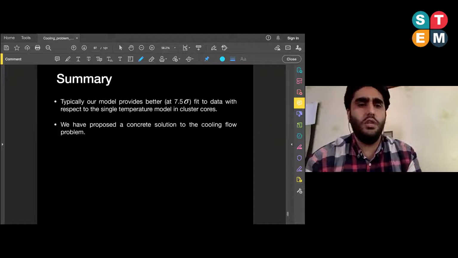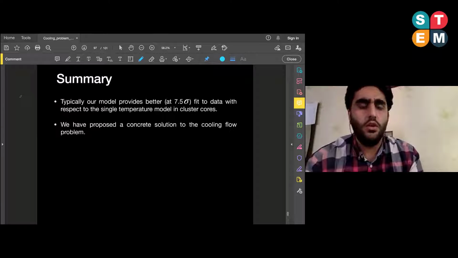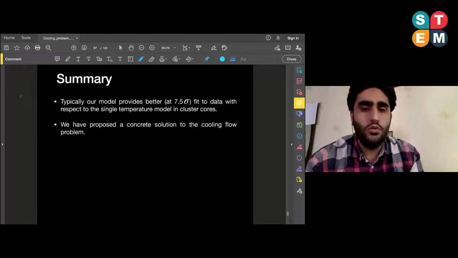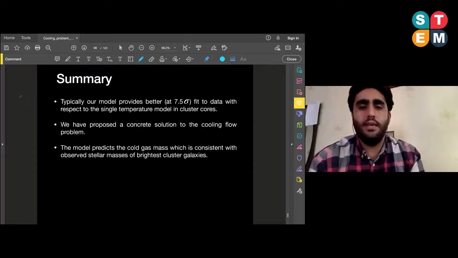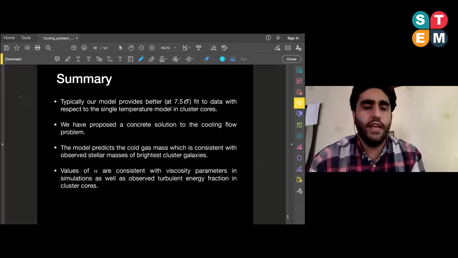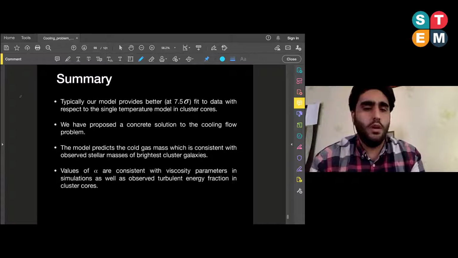Finally, to conclude, I should say that typically our model provides a better fit to data with respect to the single temperature model, the MEKAL model, in cluster cores. We have proposed a concrete solution to the cooling flow problem. The model predicts the cold gas mass, which is consistent with observed stellar mass of brightest cluster galaxies, and values of alpha are consistent with the viscosity parameter in simulation, as well as observed turbulent energy fractions in cluster cores.